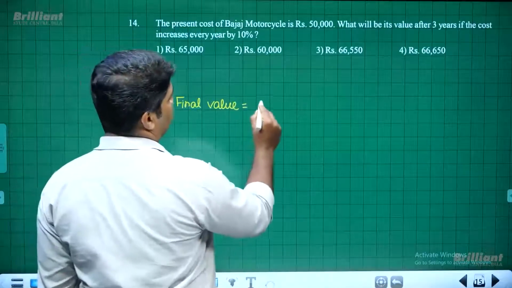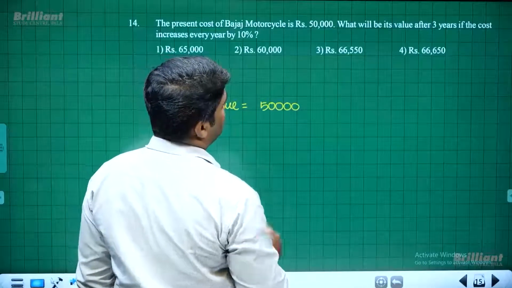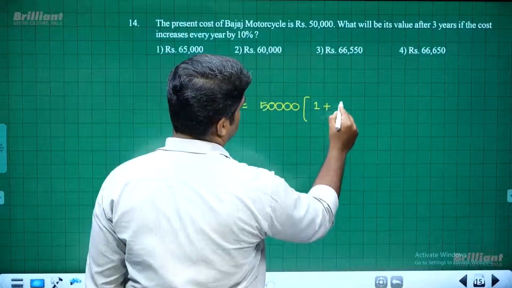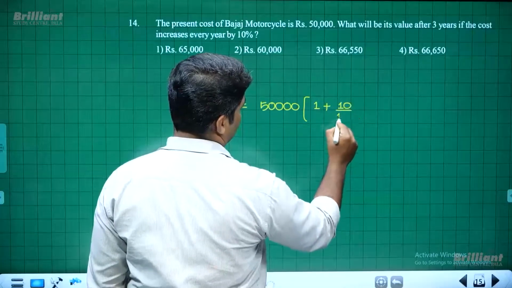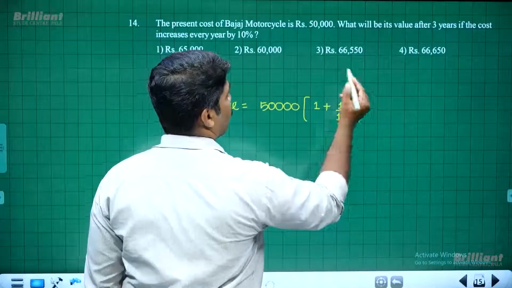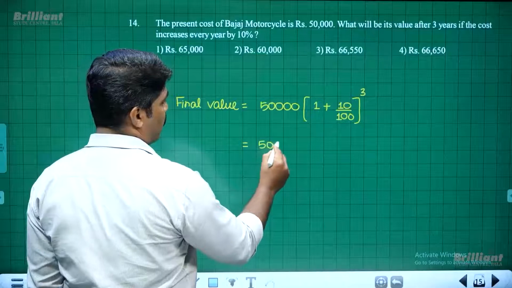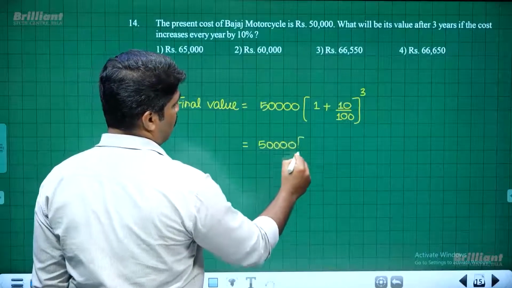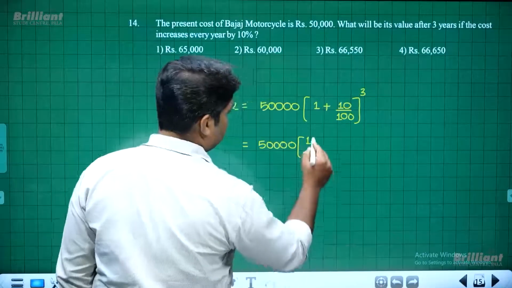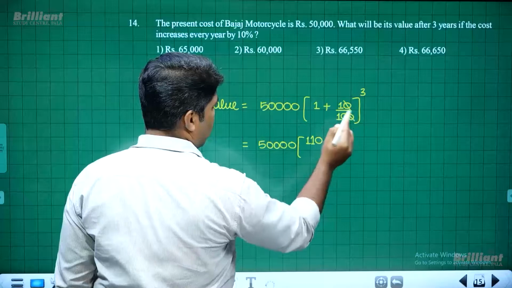So that is this 50,000. Each year its price is increased by 10%. Therefore we can write it like this: 50,000 into (1 plus 10 by 100) for 3 years, or 50,000 into 110 by 100, or we just simplify like this.